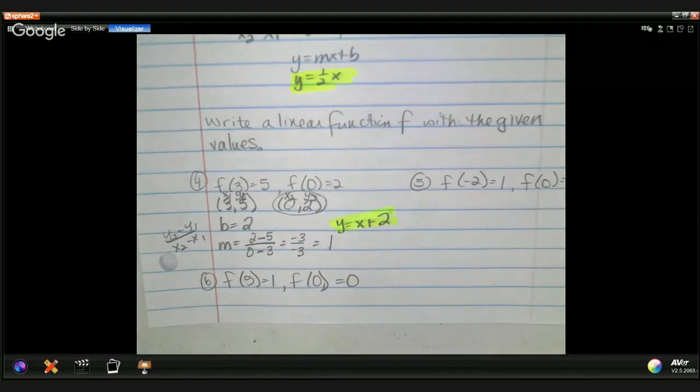Okay, so I'd like you to try the next two. The first thing you need to do is write them as ordered pairs, and then you can find your y-intercept, and you can do your slope.